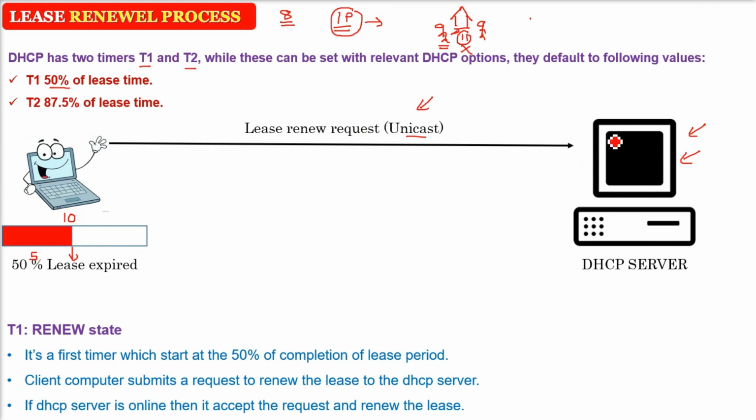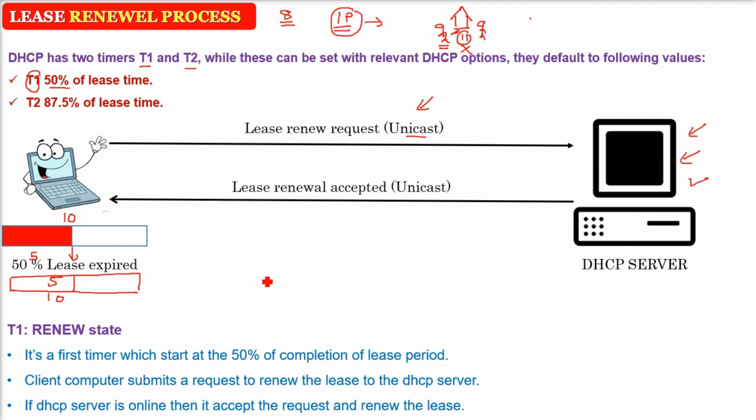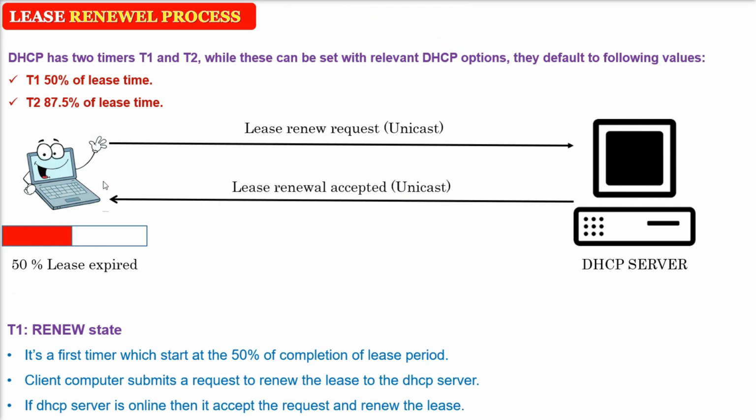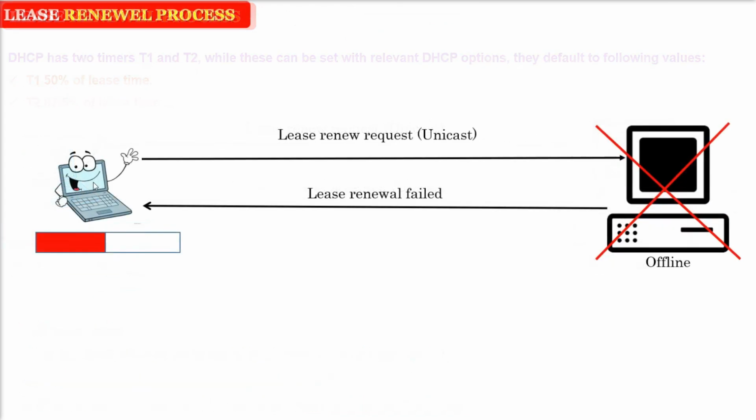If the DHCP server is on, it will accept the renew request and say, okay, you can start again from 0. So the time will start from 0, and the same process will be there. Again it will get the 10 days, and for 5 days it will be very happy to do nothing, in terms of the renewal process. This is called the renew state. The lease renewal acceptance is also unicast, because both know about each other.